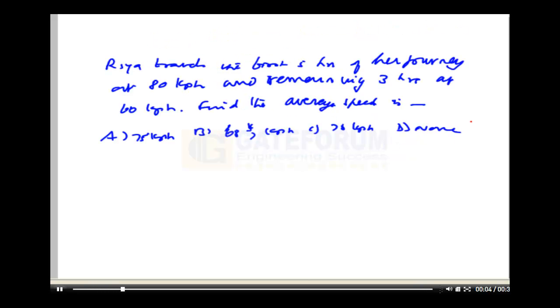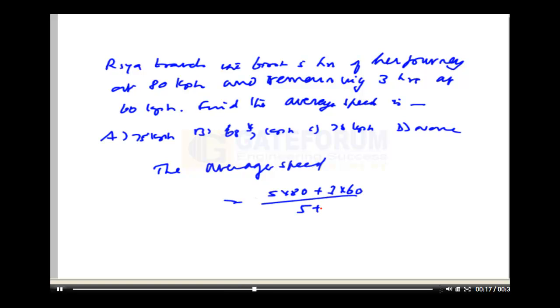Journey at 80 and remaining 3 hours at 60 kilometers per hour, find the average speed. The average speed is total distance by total time. So 400 plus 180, 580 is covered in 8 hours, or the speed is 72.5 kilometers per hour.